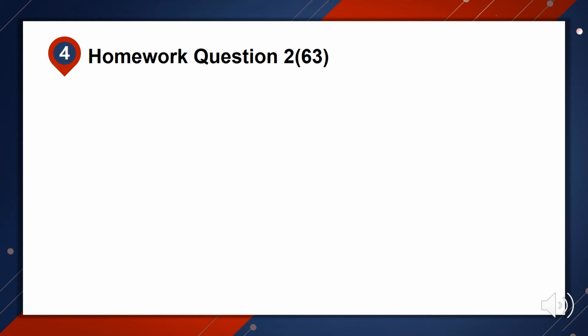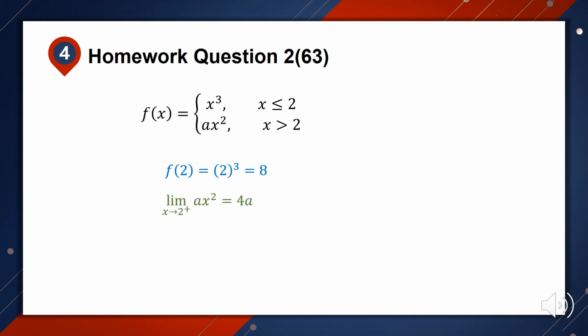The second question is the piecewise function f of x equal to x cubed, x is less than or equal to 2, and ax squared, x is larger than 2. We first replace x into the first function, and it's equal to 8. The limit as x goes to positive 2 of ax squared is equal to 4a. And 4a is equal to 8, so a is equal to 2, and it's the final answer.